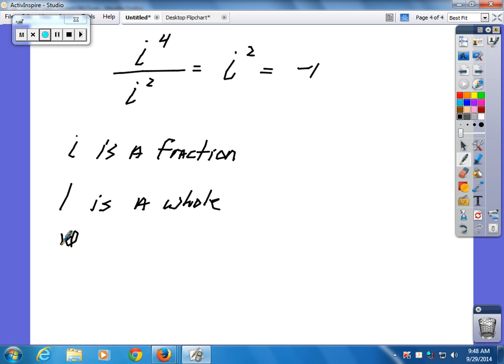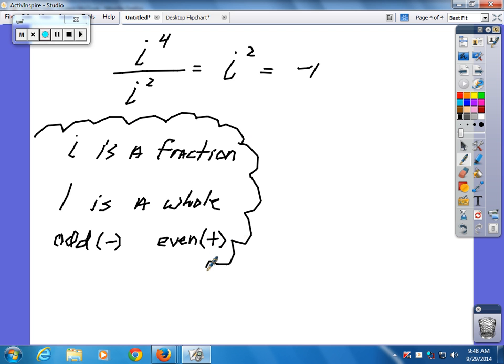odd is negative, and even is positive. Now like I said, this is a Hubertism, so you're not going to see it in the book. And that's when you're dealing with exponents. Exponents with i.